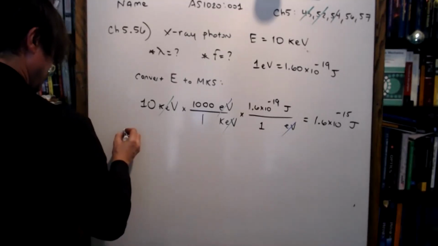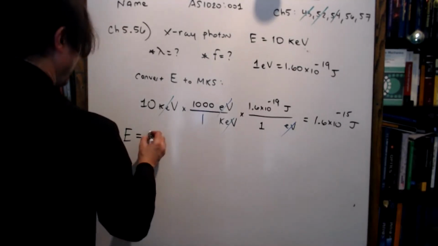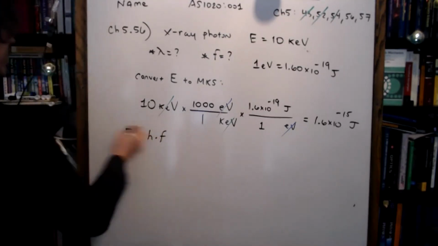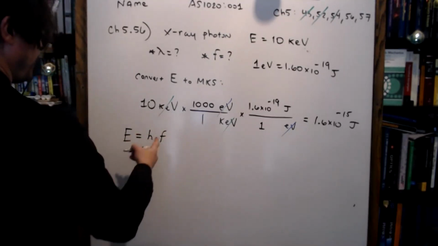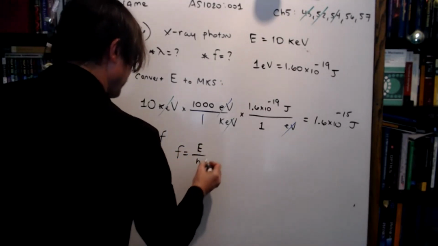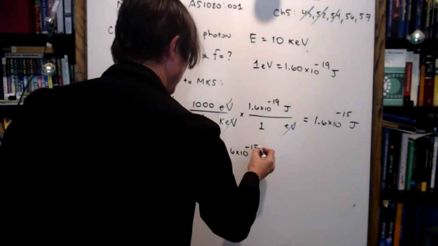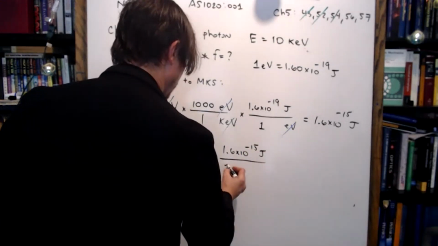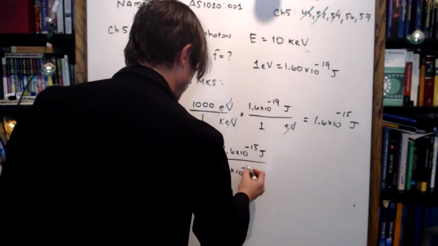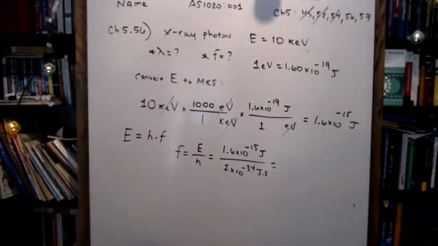We could use the energy one. How's that go? F equals E over H. No, that's good. That's what I wanted. So if E equals H times F, F is E over H. Cool. I'm down with that. Our E is 1.6 times 10 to the minus 15 joules. Our H is 7 times 10 to the minus 34 joule seconds. Punch them up.